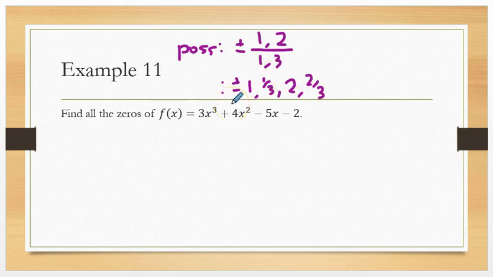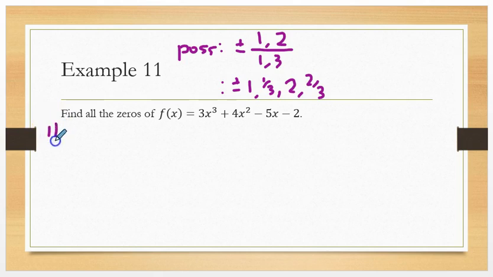Now, my recommendation: I usually like to avoid the fraction ones. They're a little bit harder to use synthetic division with. So I like to focus on the regular integer ones first. In this case, I would be testing +1, -1. If neither of those works, I would go on to +2 or -2. So let's start off with 1 in this case.